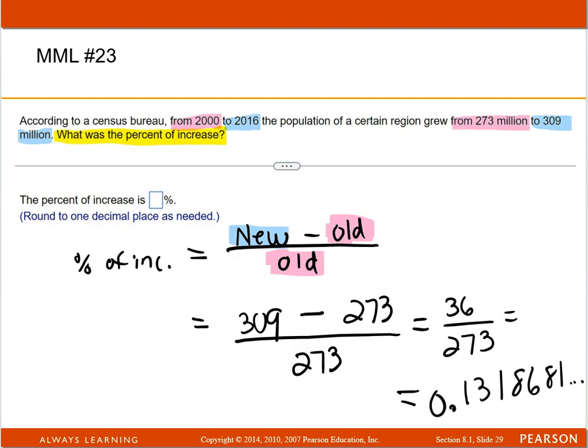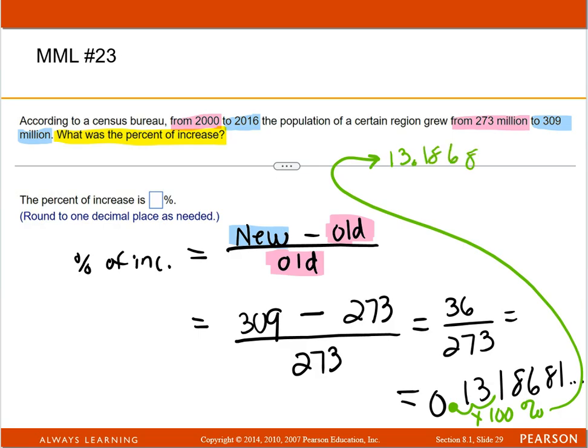But that's not a percentage yet. You have to multiply this times 100%, and follow me. That's going to move the decimal two places. So you'll have 13.18681 blah blah blah percent. And they want me to round to 1 decimal place as needed. Don't round until after you've changed it to a percentage.